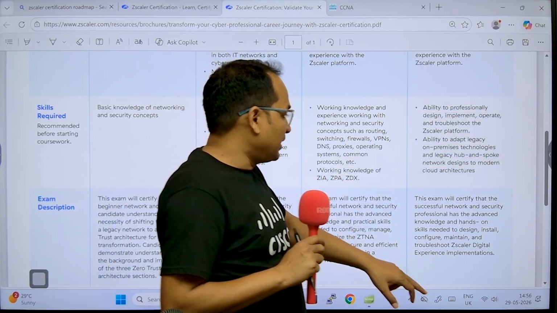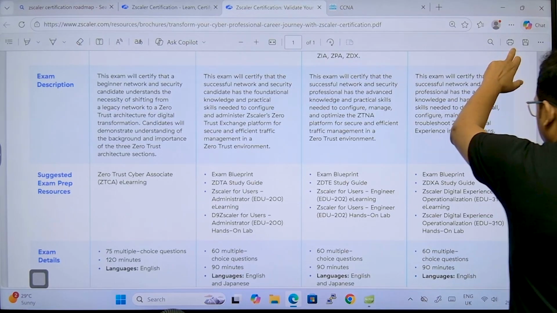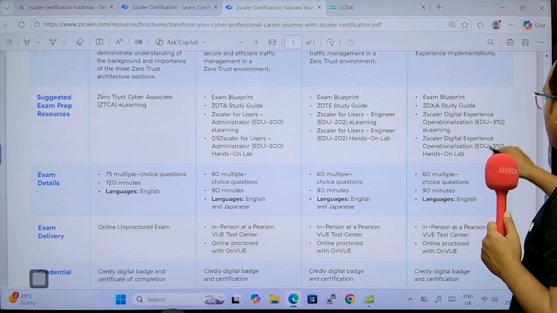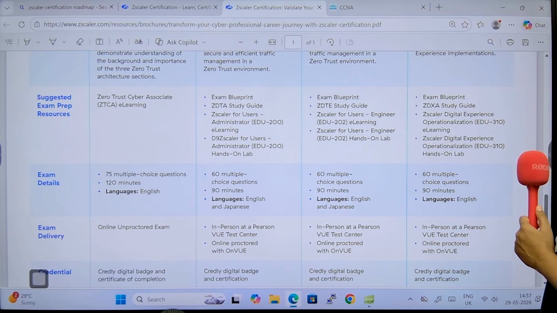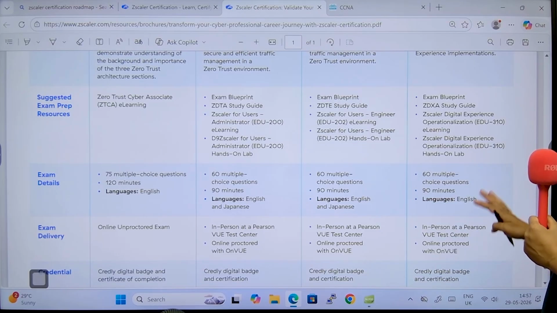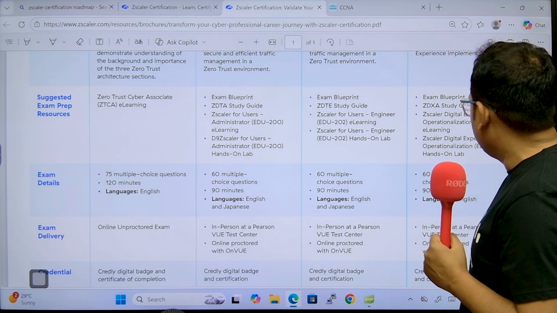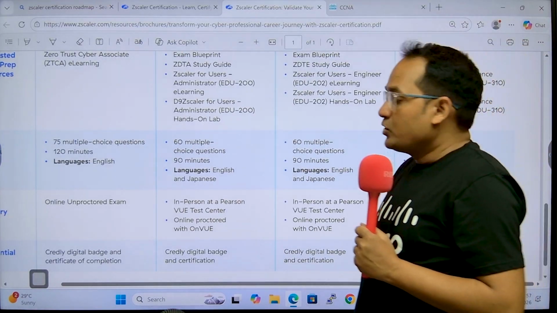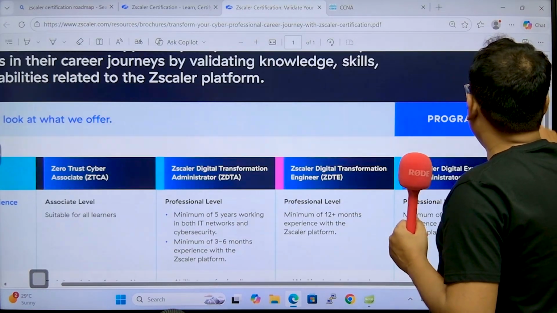And if I talk about the examination, this exam is blueprinted to the study guide, Digital Experience, EDU 310. This is the exam code, EDU 310, with hands-on lab, MCQ questions, 60 multiple choice questions, and you'll get 90 minutes. You can book it at a Pearson VUE exam center from anywhere. So these are all the examinations for Zscaler.